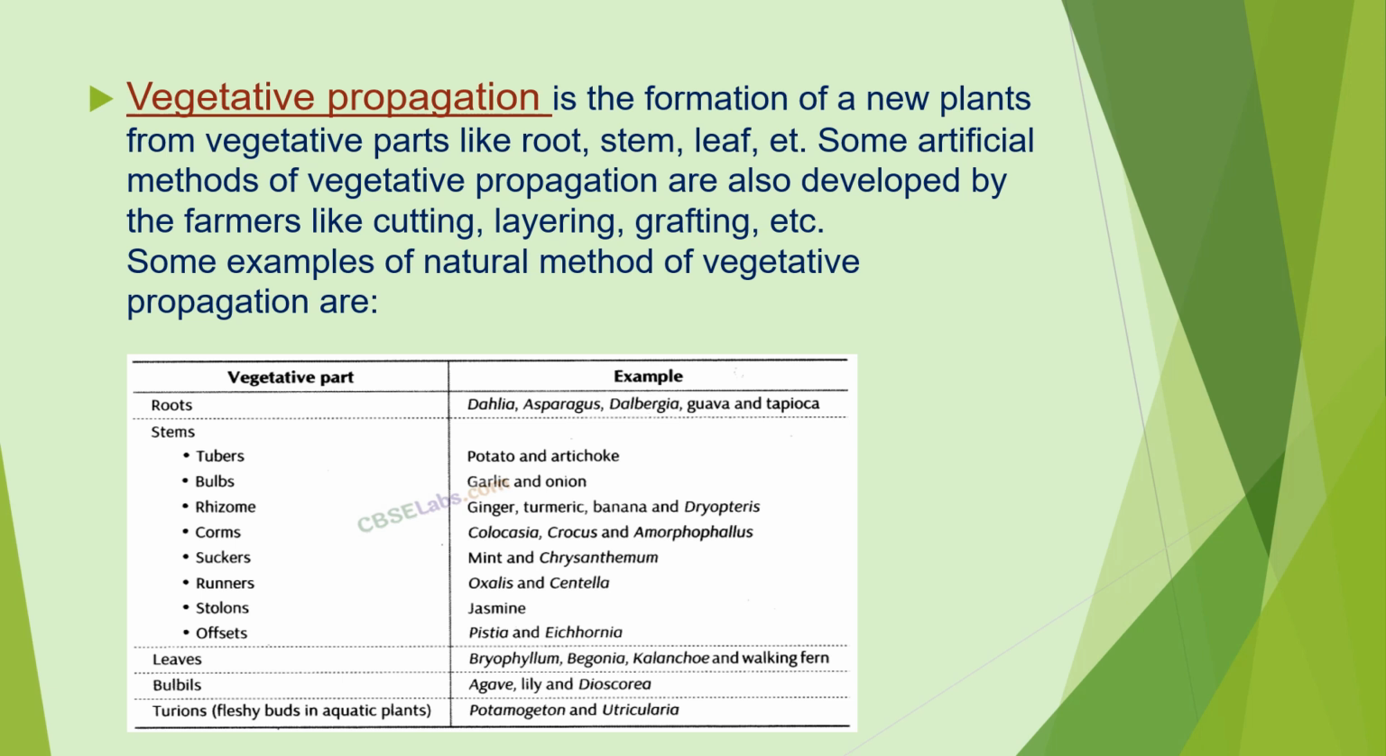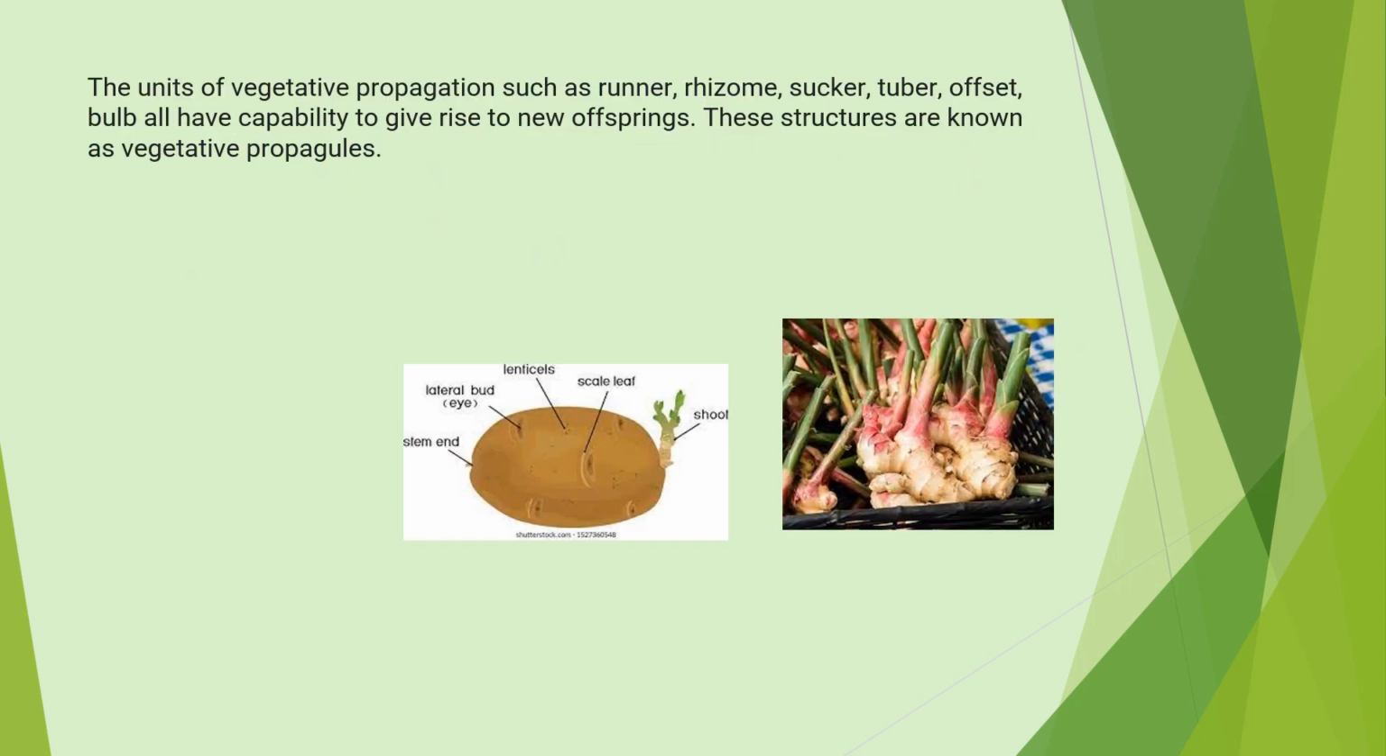Now vegetative propagation. What is a vegetative part? Any part other than the reproductive part of the plant is called the vegetative part. Leaf, stem, roots, these are all vegetative parts. Flower is the reproductive, stamen and the pistil. So now vegetative propagation, you must have seen the natural methods and some artificial methods we'll discuss.